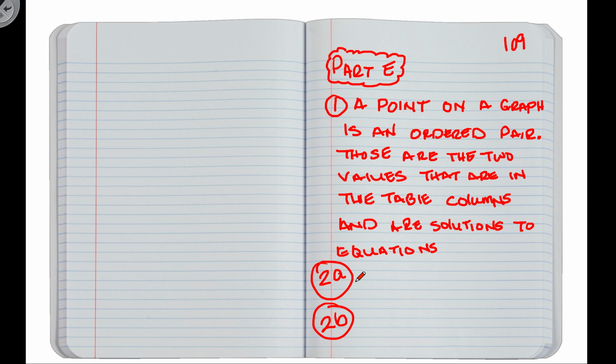So you're going to find the missing coordinate points. You're going to find your x and your y. If they gave you x, then you find the y. If they gave you y, you find the x.